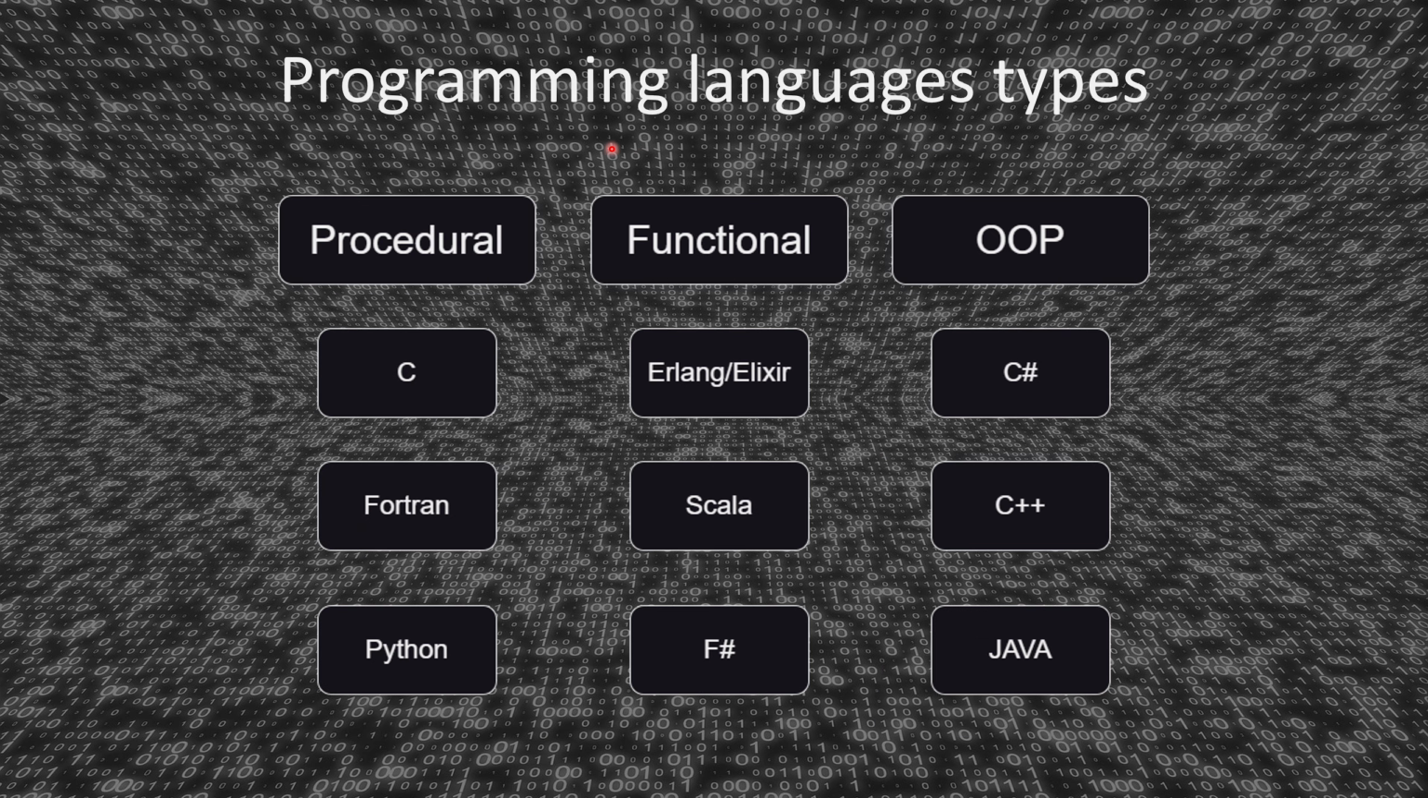Also, we can classify the high-level languages into three types: procedural, functional, and object-oriented programming. Procedural like C, Fortran, Python; functional are like Elixir, Scala, and F Sharp. Object-oriented programming, we have C Sharp, C++, and Java. We're going to be mainly working with object-oriented programming and specifically with C Sharp. C Sharp is a very, very well supported programming language from Microsoft. It's very strong. It has what is called syntactic sugar. Many workarounds make your job easier. That's why I chose C Sharp, and I think I can explain the object-oriented principles easier with C Sharp.